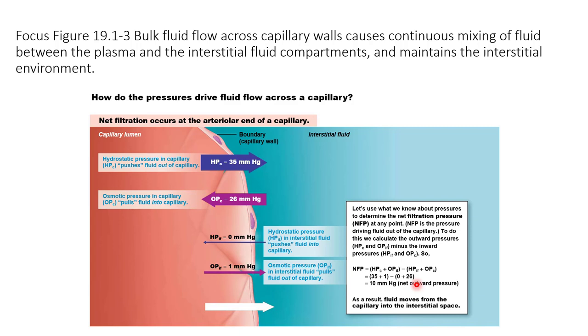Do your math. 36 minus 26 is equal to 10 millimeters of mercury pressure. That is your net filtration pressure. Most humans will have a net filtration pressure of about 10 millimeters of mercury pressure. As a result, fluid moves from the capillary into the interstitial space. You can just imagine how low this is.